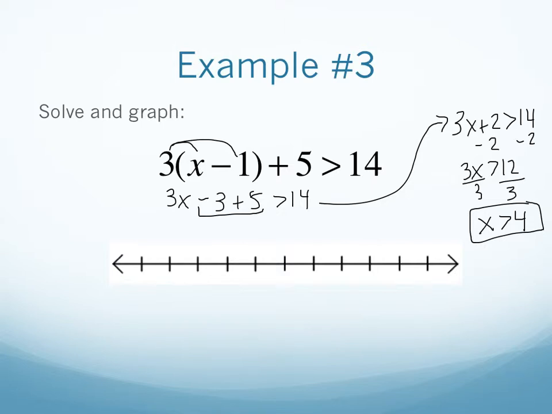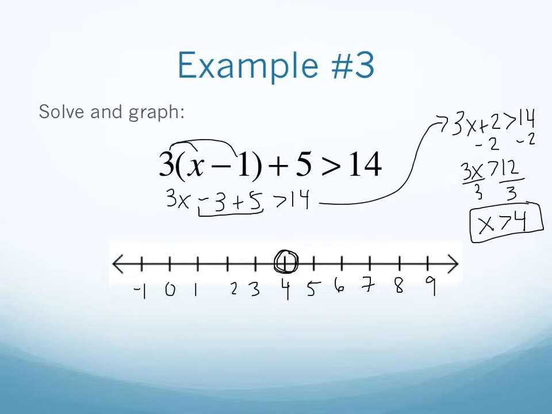Now I need to graph it. I'm going to put 4 in the middle of my number line. I'm going to go up 6, 7, 8, 9, and I'm going to go down 3, 2, 1, 0, negative 1. Okay, I do not have an equal sign. It's just strictly greater than. So this is going to be an open circle.